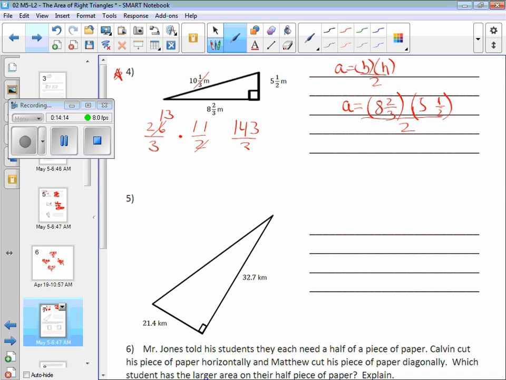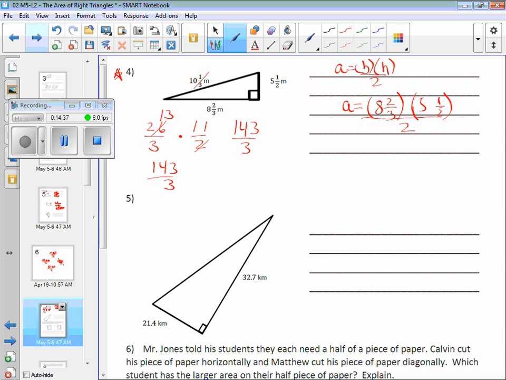Over 3. I don't want to change it back yet. Because if I'm going to change it into a mixed number, I'm going to need to change it back to an improper fraction because I still have to negotiate this divide by 2. So what I now have is 143 over 3, divide by 2 over 1, right?